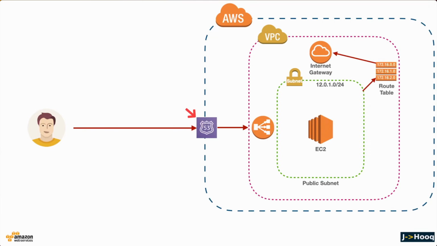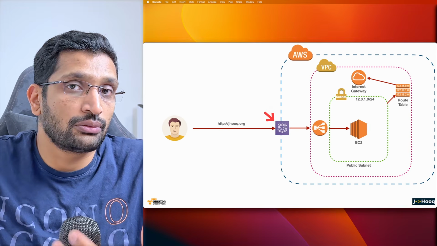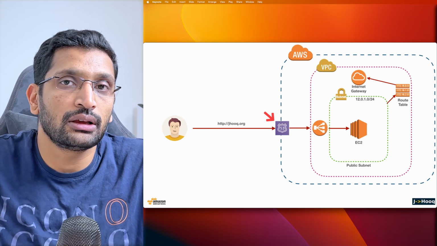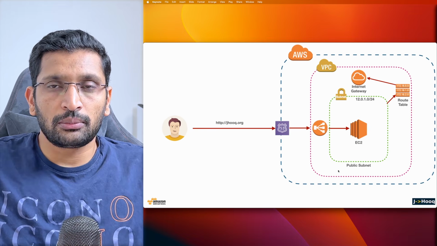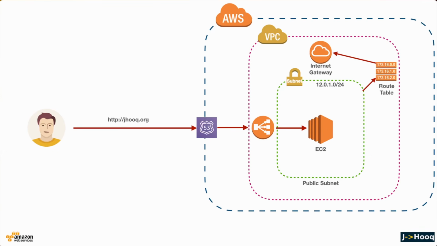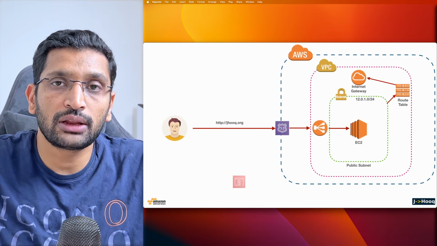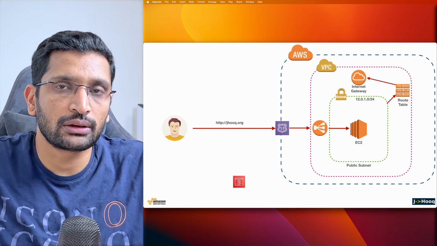So here you can see into the diagram, then we will have a Route 53 on top of our load balancer. And that user can use the URL like http://jhook.org, which is my own domain, can be used to access the particular service which is running onto my EC2 instance. But as you have noticed into the diagram, that URL I am using is HTTP. It is not HTTPS. And to introduce HTTPS into the URL, then we need to use the AWS Certificate Manager.